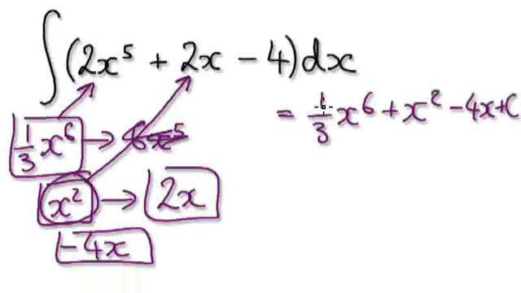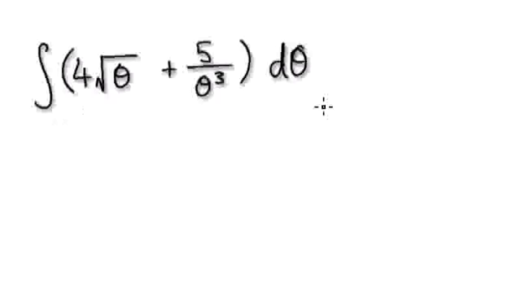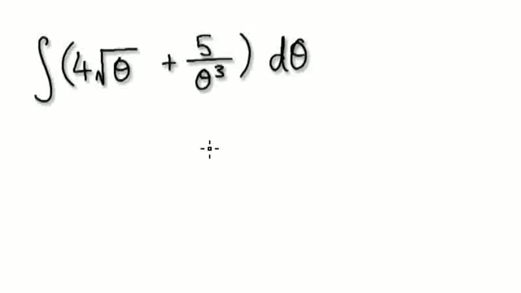Okay, so next one here. Find the indefinite integral of this. So press pause and as a clue, you have to somehow find something that when you differentiate it, it will give you this thing here. But what is this thing here? It's like theta to the power of a half, because the square root is a half.